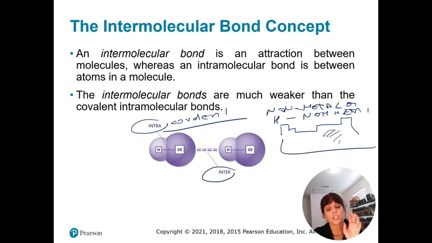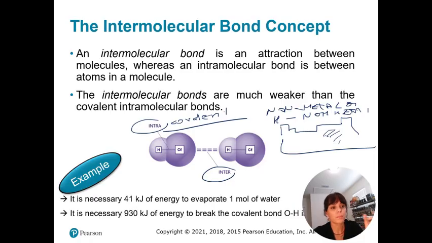Just to give you an example, if I need to evaporate water, for example, 1 mole of water, I only need 41 kilojoules. To evaporate, I only need to separate the molecules. So if I have two water molecules, I will separate the two water molecules. I'm not breaking down the bond. But if I have a water molecule, just to make clear, this is the oxygen, okay? And this is the hydrogen.